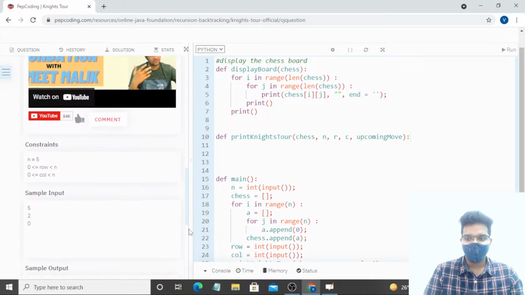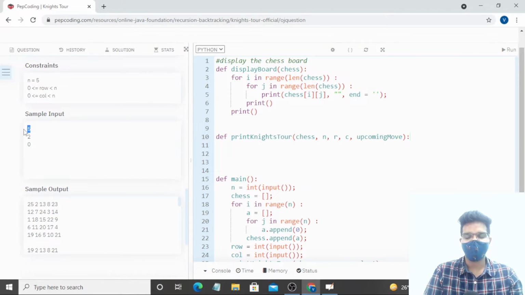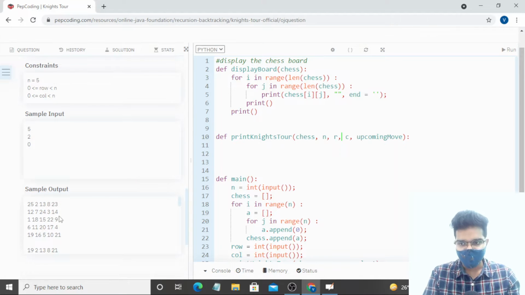Now let's see the input and output. In this case, we have provided a 5 cross 5 matrix, and initially your knight is standing in the 0th column of the second row, where 1 is mentioned. Here your knight is standing. Let's also see the function that is provided to us. The function name is printKnightsTour. We are given the chessboard, n represents the number of rows and columns, and R and C represent where your knight is initially standing. In this case, it is initially standing in the second row, 0th column.